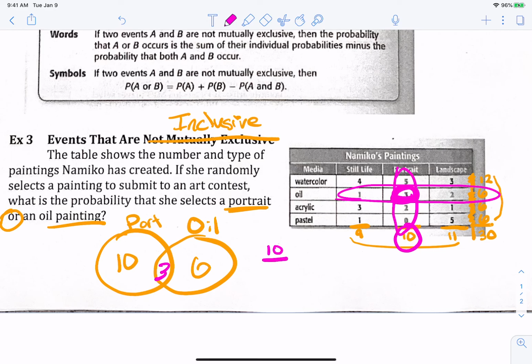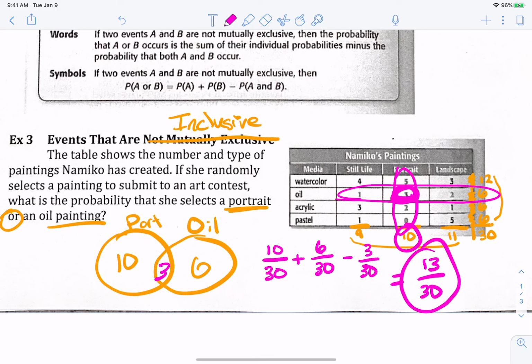Hold on. 10 over 30 plus 6 over 30 minus 3 over 30, because those 3 are counted in both of the loops. Do you guys see how this works? Those 3 right here are counted in both of the loops. They're counted in this loop and in this loop, but I don't want to count them twice, right? So I have to subtract them out, and that is 13 over 30. Does that reduce? No, because 13 is prime, and there you go.